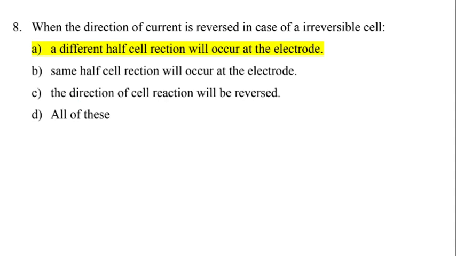Okay, then question number 8. When the direction of current is reversed in case of an irreversible cell. Irreversible cell means if you convert A to B, you will not be able to convert B to A again, so it is an irreversible reaction. Okay, so what will happen?